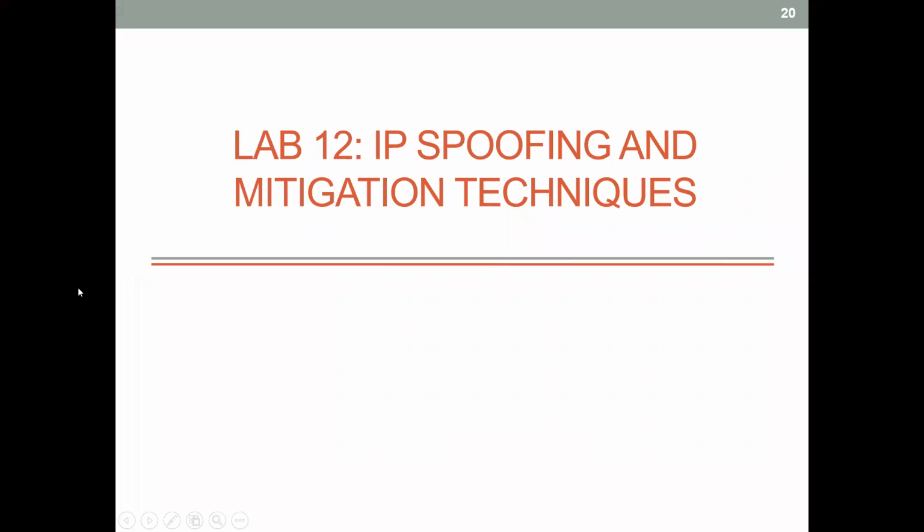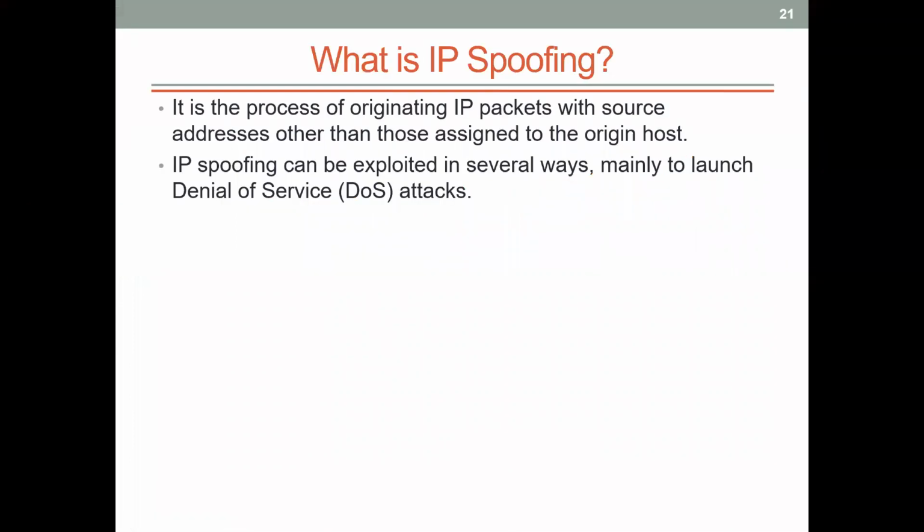This is another attack, the IP spoofing attack. So what is IP spoofing? IP spoofing is basically when the attacker or malicious host originates packets with a source address other than those assigned to the origin host. Basically, IP spoofing can be exploited in several ways, but mainly it's exploited to launch denial of service attacks.